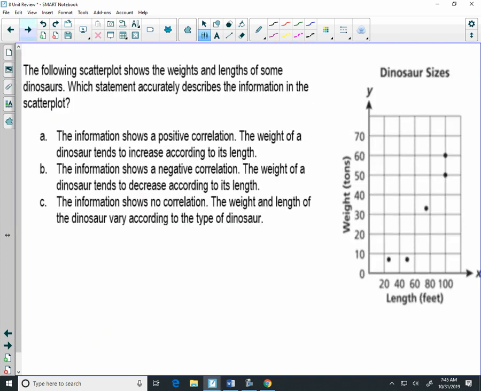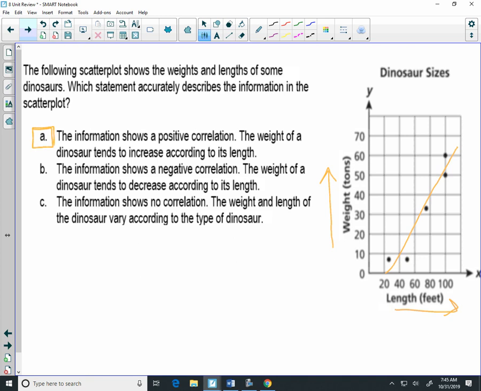Now we're going to do scatter plot for dinosaur sizes. The following scatter plot shows weights and lengths of dinosaurs. Which statement accurately describes the information? So A is a positive correlation. The weight of a dinosaur tends to increase according to its length. Well, here's our weight going up and our length going up. And it looks like if I was going to draw a best fit line there, it would be kind of like that. So I like that one.